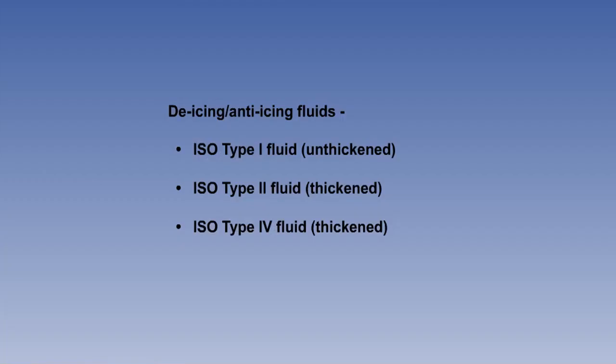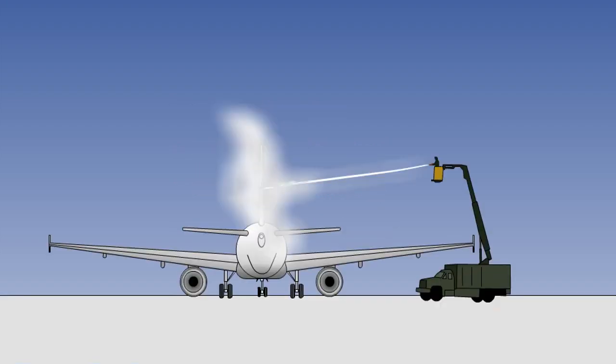There are three types of combined fluid, all of which are normally applied heated, either neat or diluted with hot water. The thickened fluids are designed to stick to the airframe long enough to prevent deposits forming, but to have been dispersed by the airflow on reaching around 100 knots on the takeoff roll. The two-stage procedure involves first the removal of ice, frost or snow, and then an anti-icing process.